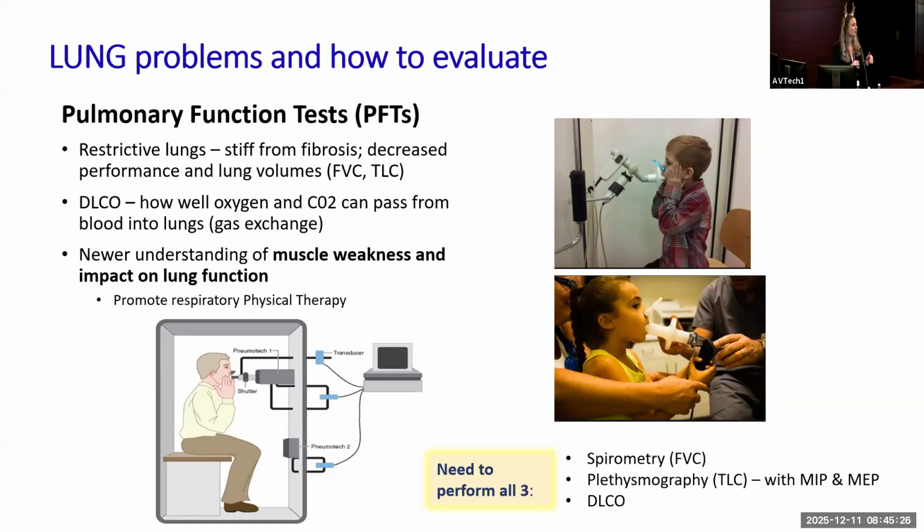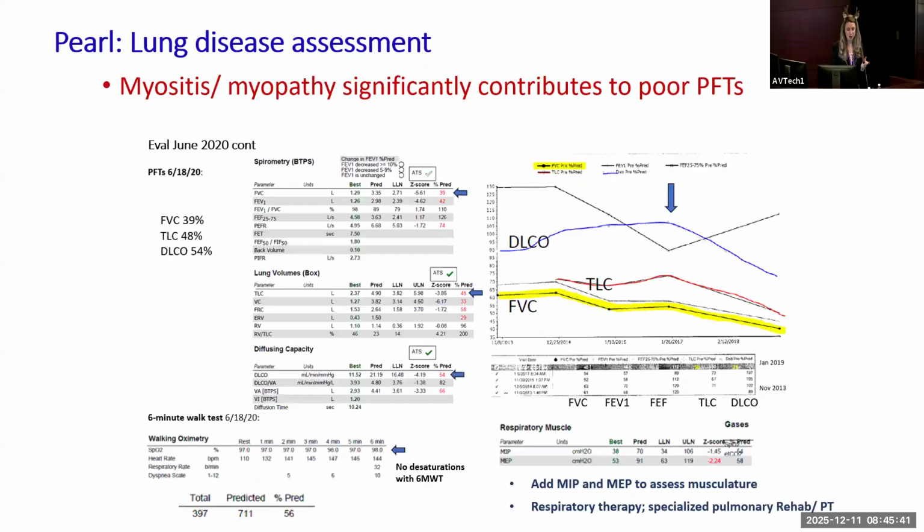These are the main ones that we like to do: the spirometry for the FVC, the plethysmography for the TLC. The MIP and MEP are helpful, though sometimes a little more challenging to interpret. And then the DLCO. So we really appreciate getting all of those measures. A lot of times from the outside, they'll be missing some.